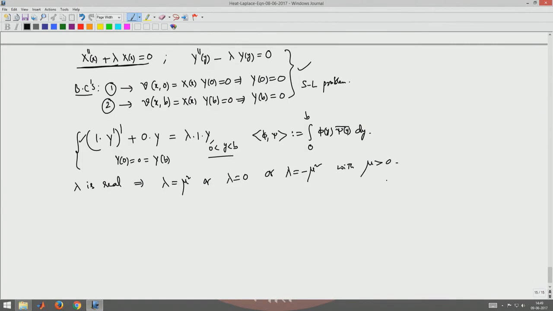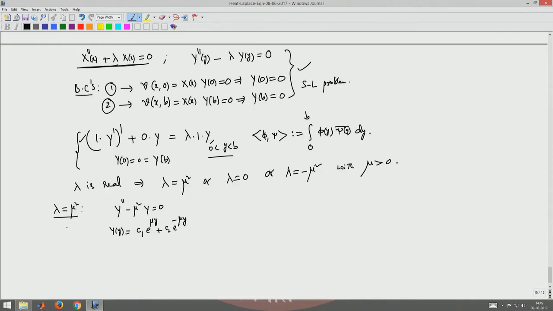Okay, and look at all these three cases, lambda equal to mu square. So this will give me, if you consider Y double dash minus lambda Y, so you have Y double dash minus mu square Y equal to 0. So the general solution of this is Y of y is c1 e power mu y plus c2 e power minus mu y. I think earlier also we solved, we see that this is not satisfying.